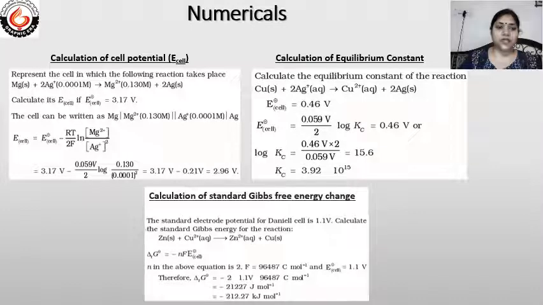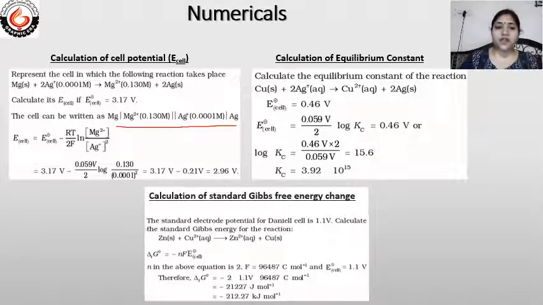So the cell can be written as Mg, Mg2 plus. This shows that Mg is on the left side, so it is acting as anode. From the reaction, it is clear that Mg is converted into Mg2 plus. That means here the oxidation occurs. And on the silver side, the reduction occurs because silver is getting reduced from Ag plus to Ag. So this is the cell.